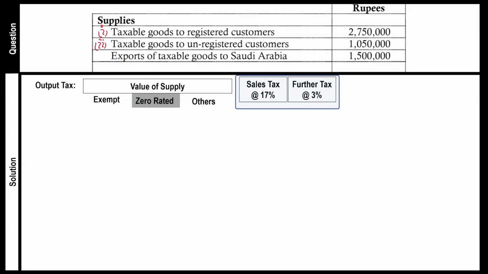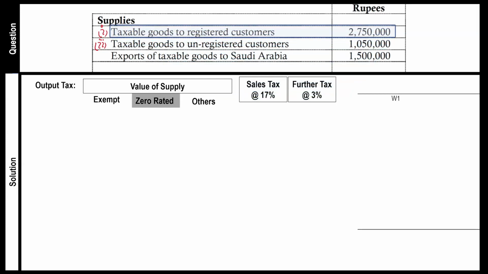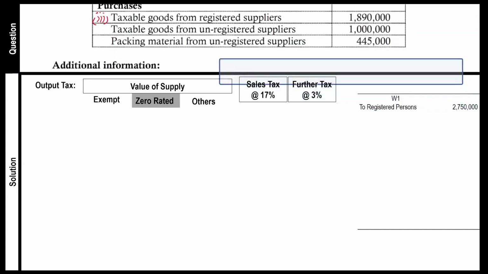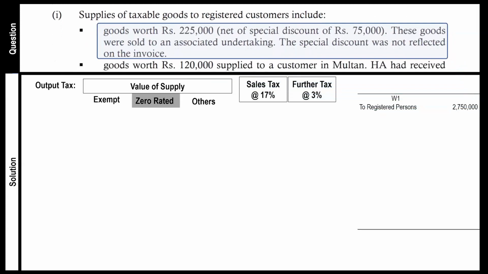Let's start the figure work. First information is about taxable goods to registered customers. It has relevant additional information. So we will not use this figure directly. Instead, we will first create a working and make required adjustments. Mention 2.75 million in working. Now read relevant additional information. Some sales were made on discount of Rs 75,000.